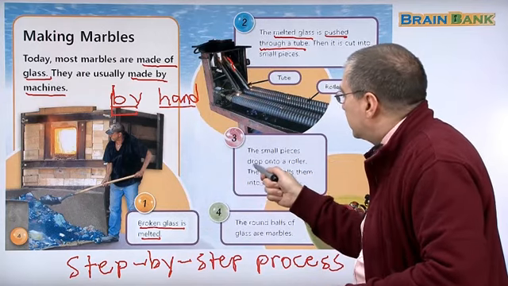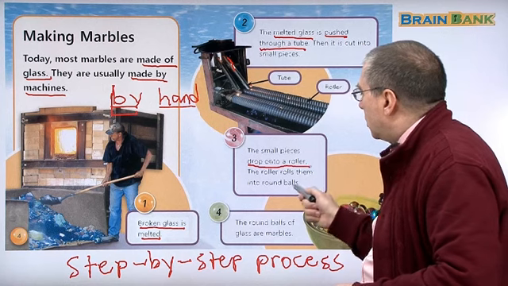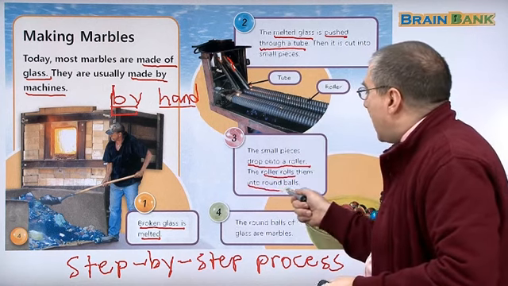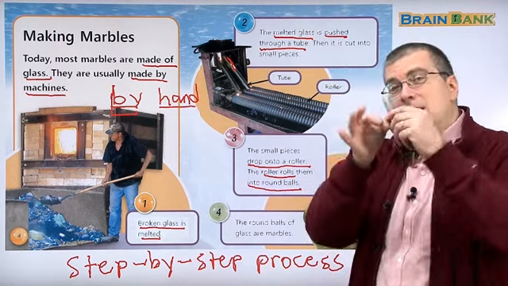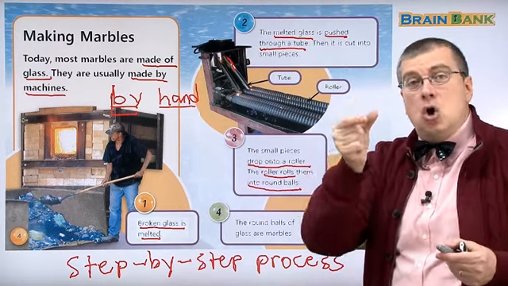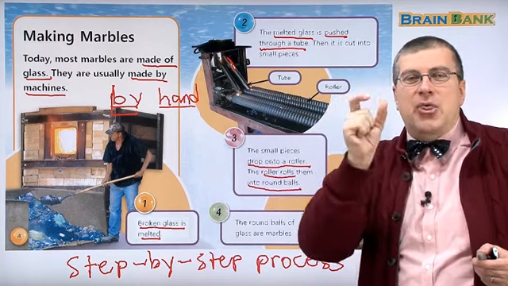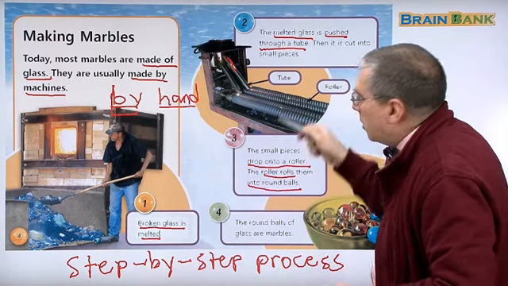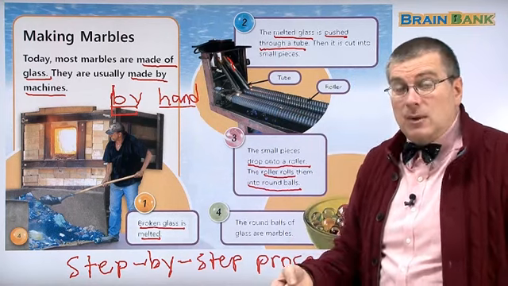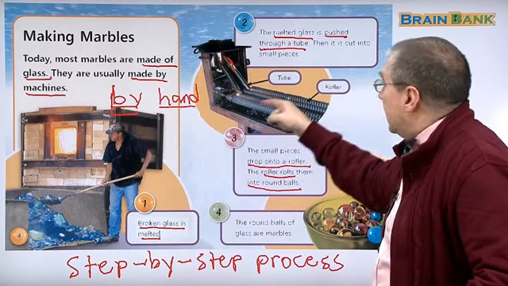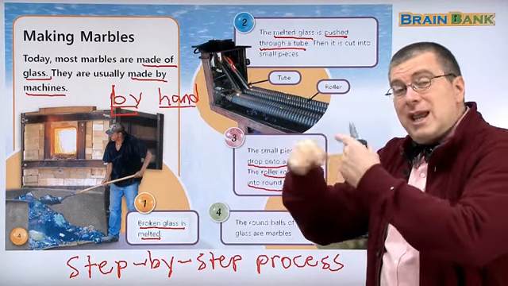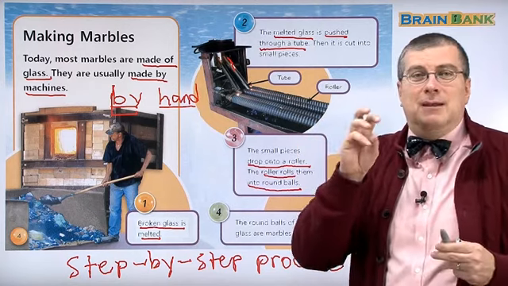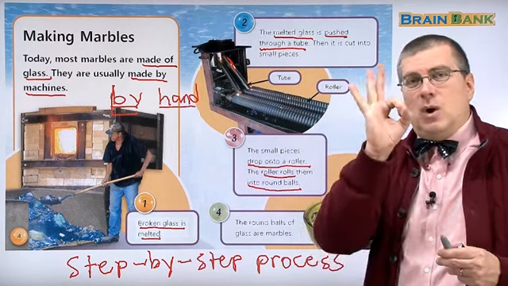The small pieces drop onto a roller. The roller rolls them into round balls. That's how they become a ball, like the globe, right? A perfect circle, a 3D circle, right? That's how it happens in the roller. Wow, it's really easy, right? You just pour the glass here, it goes into the roller, becomes hard, and it rolls around, and it becomes a smooth and polished glass, one marble.